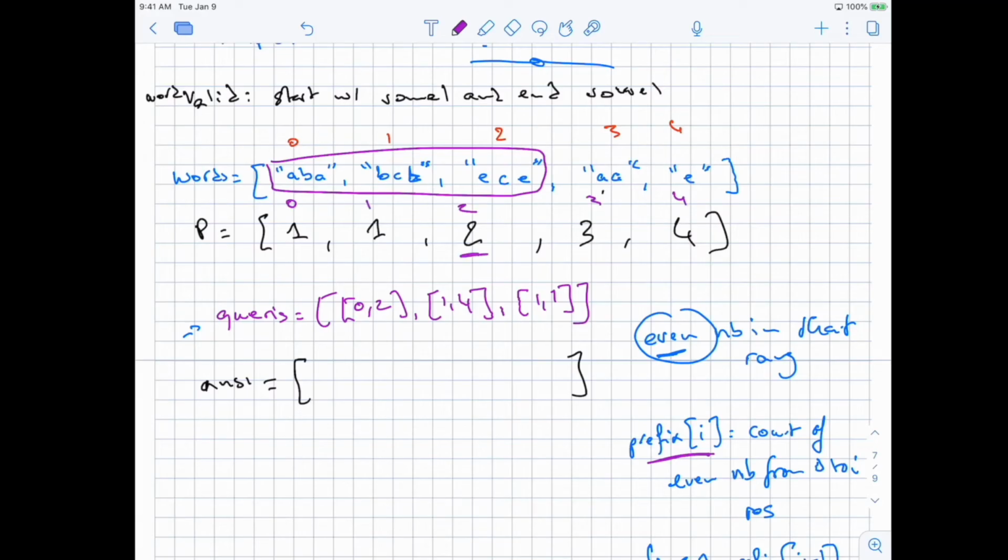Prefix of 2 is just 2. So the answer is 2. Okay. And then now for the second part, which is 1 to 4. So that's all the way here.